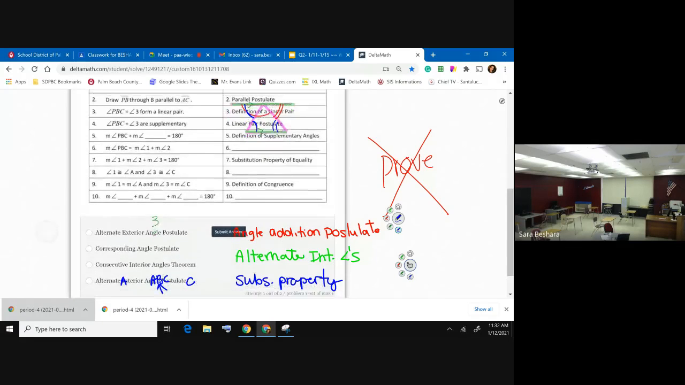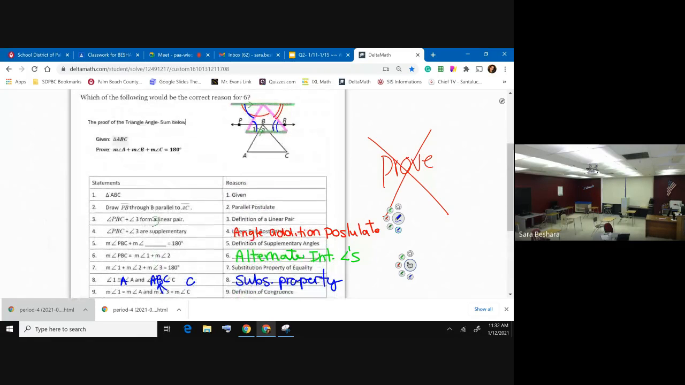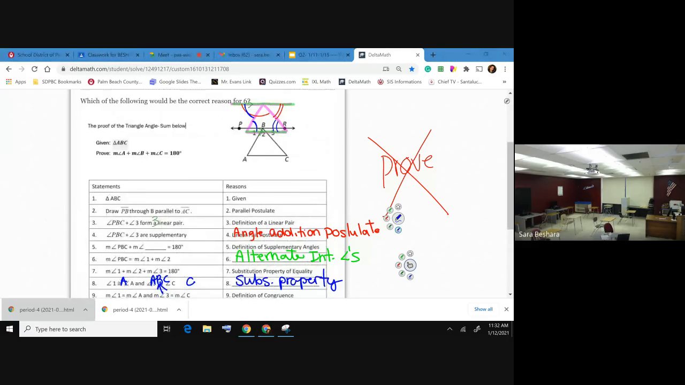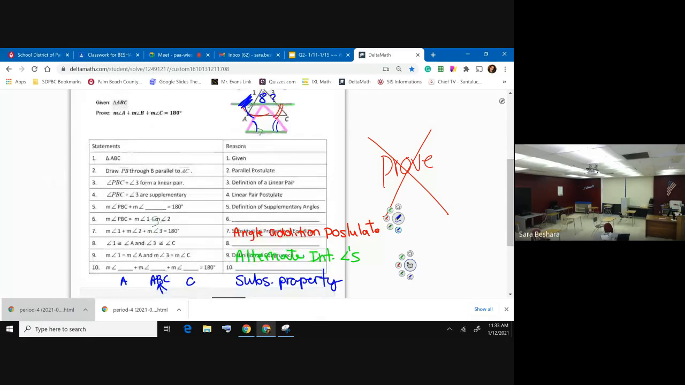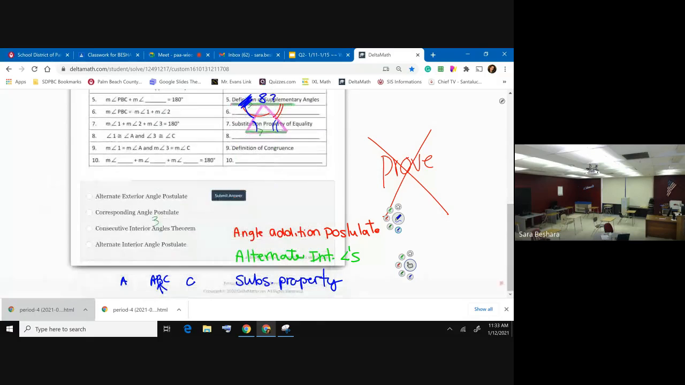So the question, let me go up because I wanted to see. Oh, okay. So the question is asking to find the reason for 6. No, this would be the reason for 8. I'll fix that. Okay, I want to do the reason for 8. Remember what the reason for 8 was? The reason for 8 was the alternate interior angle theorem. So we'll just pick alternate interior angle theorem, which is that one.